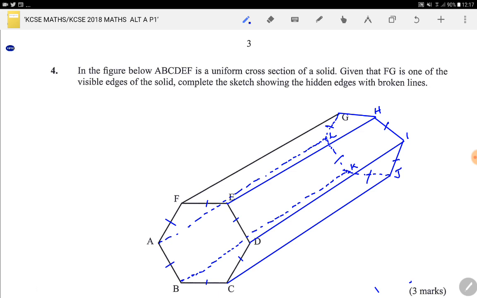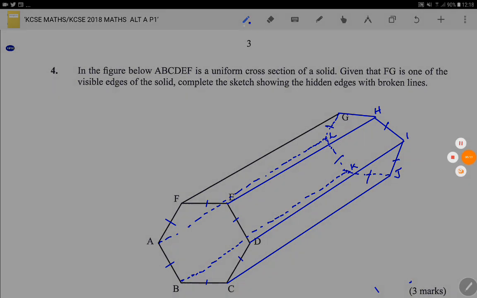What's expected of you in sketches, and any other sketch you'll be required to draw, is the consideration for the parallel sides, angles, or radius in the case of a cylinder. You must consider all those when you're drawing a sketch to ensure that the sketch resembles all the characteristics of the solid itself.